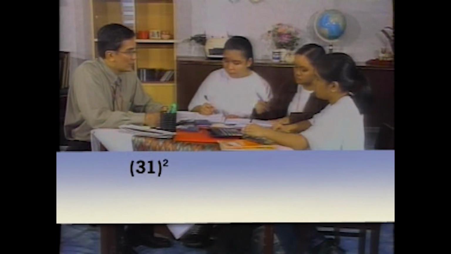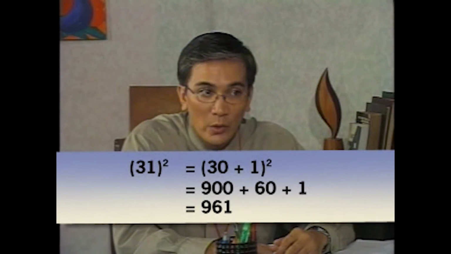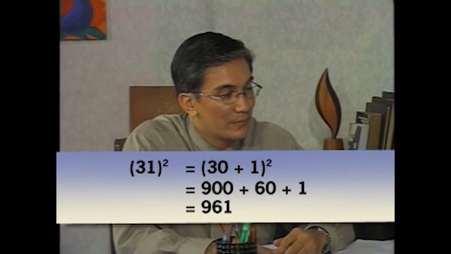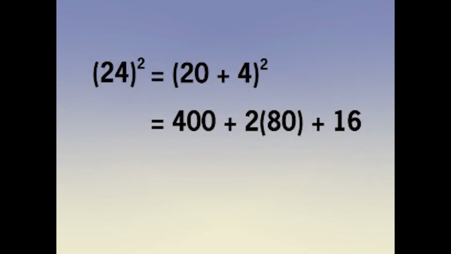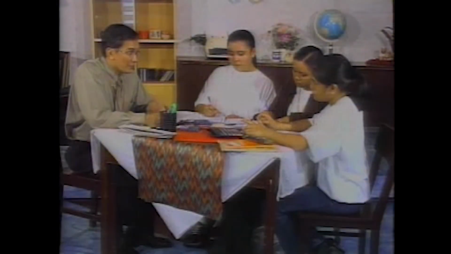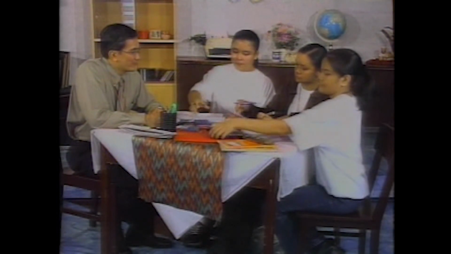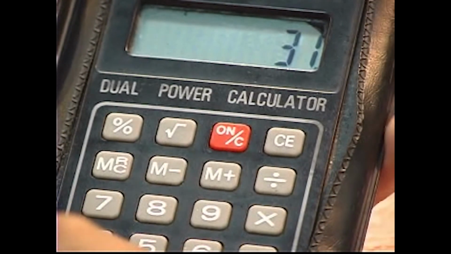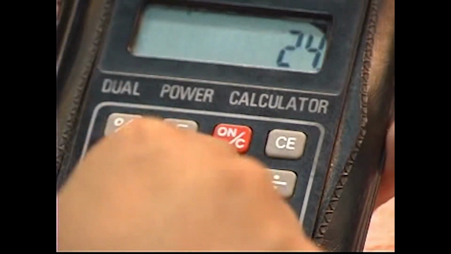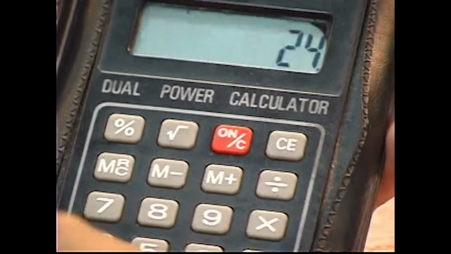Now, how can we use this in mental arithmetic? Suppose we want to get 31 squared mentally. We can think of 31 as quantity 30 plus 1. Verify your answers on a calculator. Are you convinced that it works?